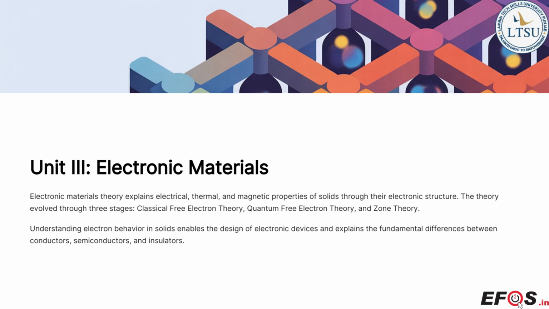Unit 3 shifts our focus to electronic materials. This theory uses the electronic structure of solids to explain their electrical, thermal, and magnetic properties. The modern understanding evolved through 3 historical stages: the classical free electron theory, the quantum free electron theory, and finally, the zone theory. Ultimately, mastering the behavior of electrons in solids is what allows us to design electronic devices and fundamentally differentiate between conductors, semiconductors, and insulators.